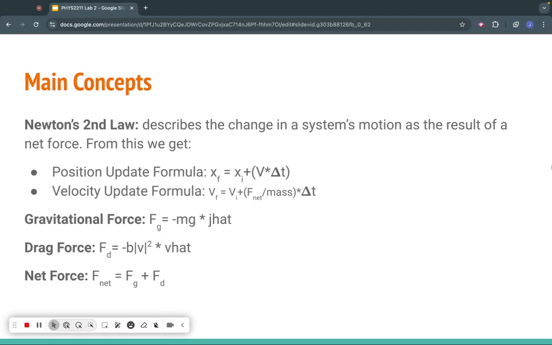Also used is the gravitational force, which is the mass of the object times the gravity constant 9.8 multiplied by j hat, which is the vector in the y direction, and then negative because the object is falling. And also the equation for drag force is used, which is b, the proportionality constant, times the magnitude of velocity squared, times v hat, the unit vector in the direction of velocity, and then negative. And the final equation used is the net force, which is just the sum of gravitational force and drag force.